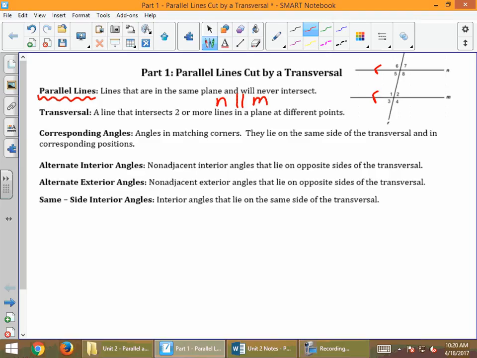A transversal, the second vocab word, is a line that intersects two or more lines in a plane at different points. So for example, in the diagram, our transversal is line R. So you want to make sure you write that down, and I'll highlight it for you. This line right here, line R. It's because it's intersecting those two lines. So we would call that a transversal.